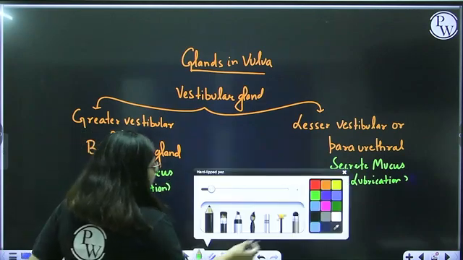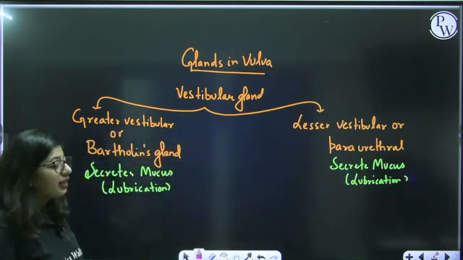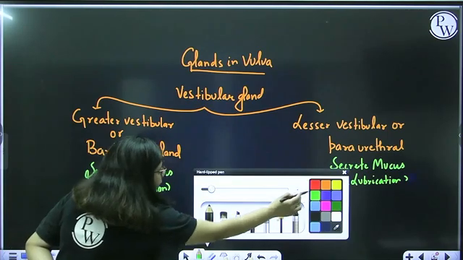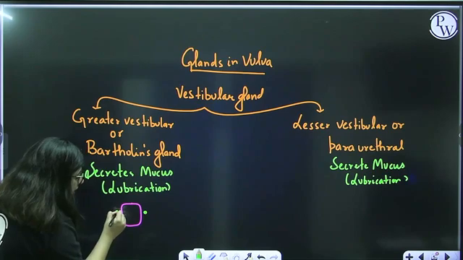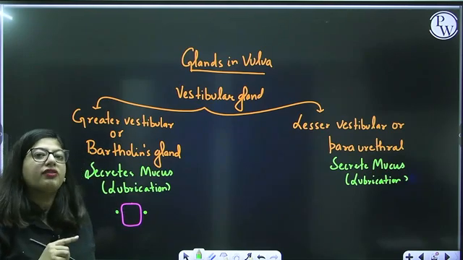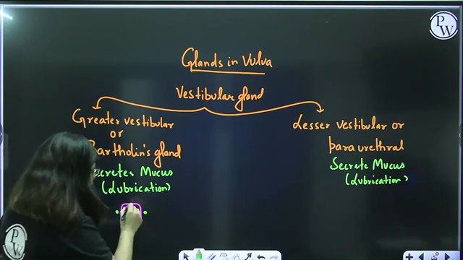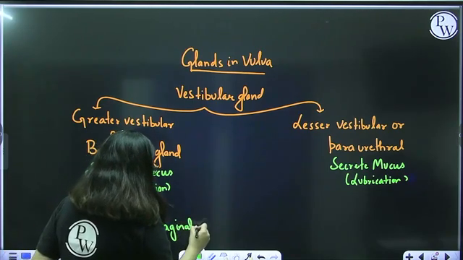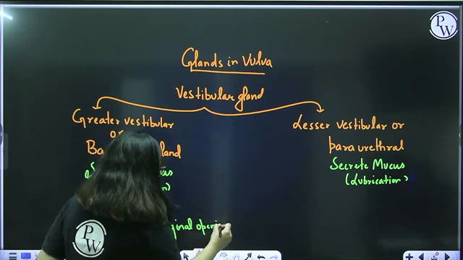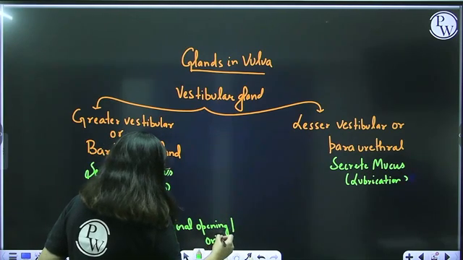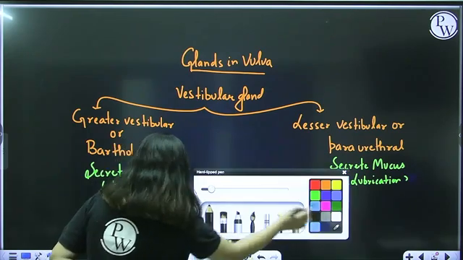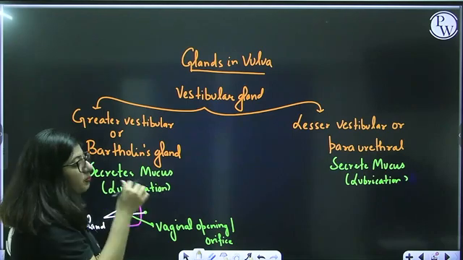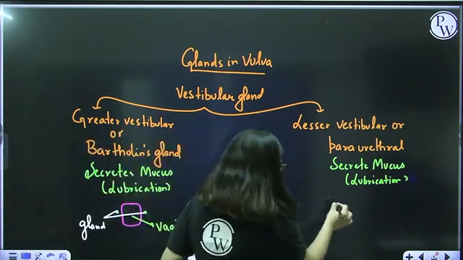Okay, now let's talk about where exactly they are present. This one is present around the vagina. For example, this is the vaginal opening. So you can find these two glands present right here. So they are present around the vaginal orifice. Orifice means opening. Okay, so this is the vaginal opening, and sometimes we also use the word orifice. So these are the glands present. These are the two glands. Which gland? This one.